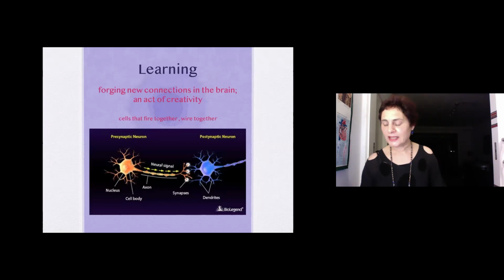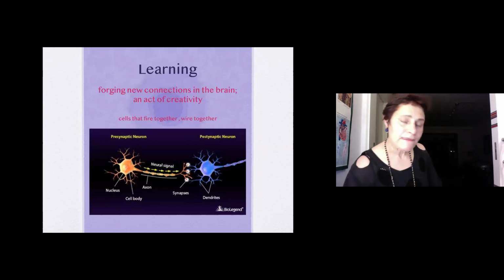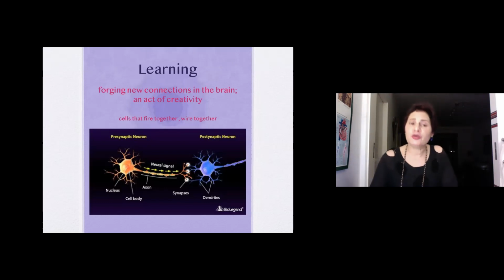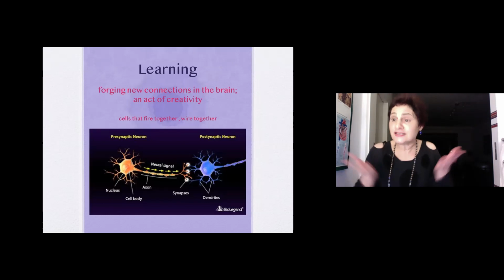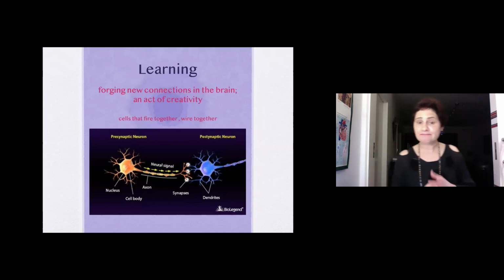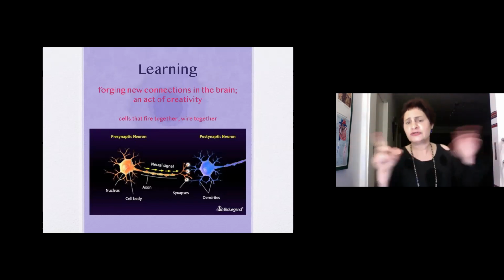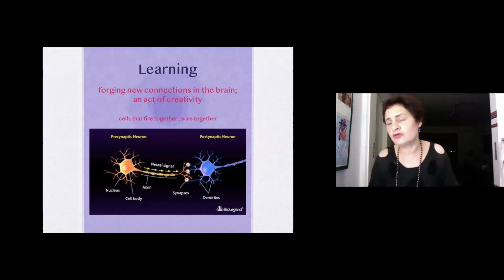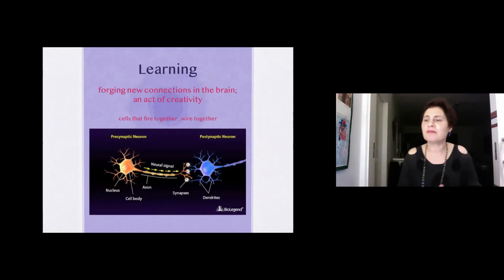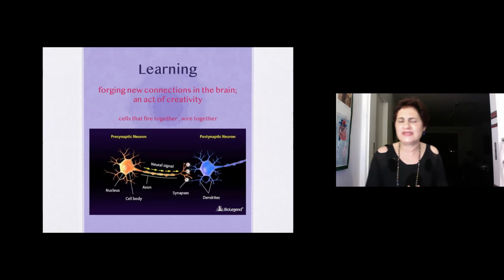Okay, let's come back. Sorry. So, learning. What's learning? Learning is forging new connections in the brain. It's an act of creativity. So, cells that fire together, wire together. You probably heard this sentence a number of times. What does that mean exactly?